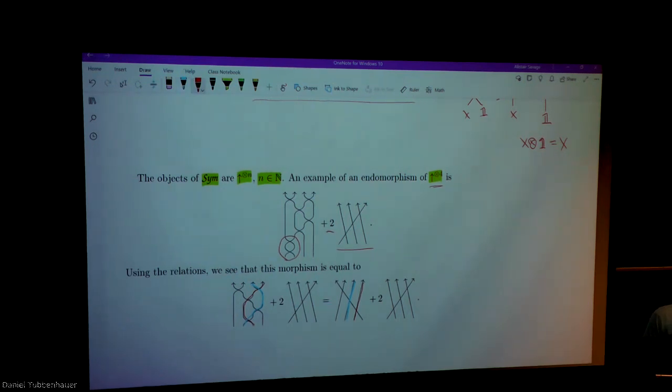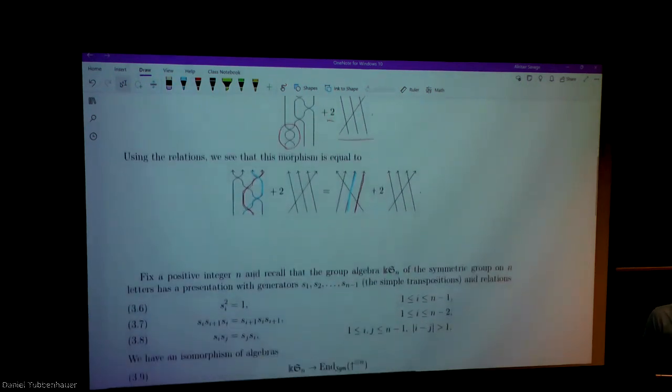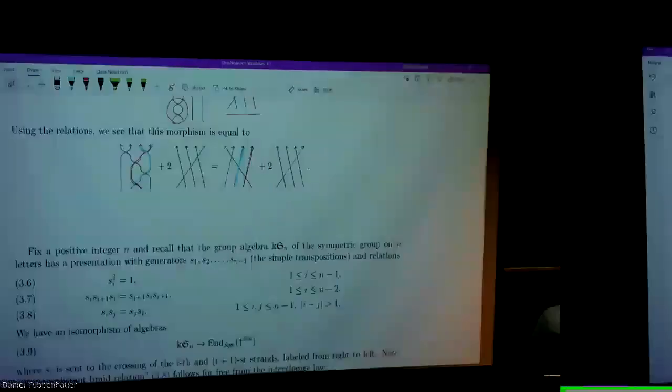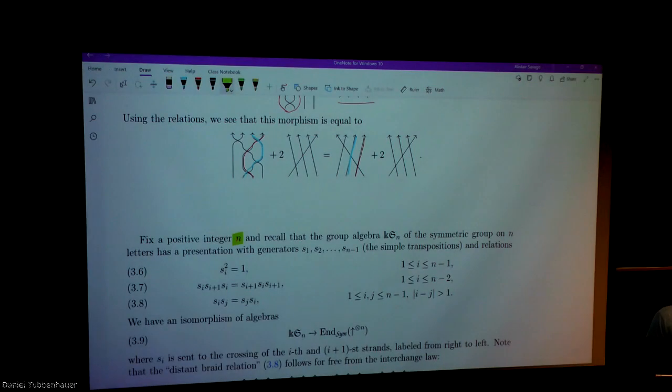So this, I said, has a universal property. So what's the universal property? Here's the universal property, and also another nice feature of this category. Take a positive integer n, and let's look at the group algebra of the symmetric group on n letters. Usually, if you want to give an algebraic presentation of that group algebra, you really just need to give an algebraic presentation of the group.